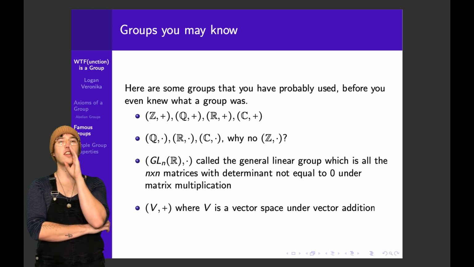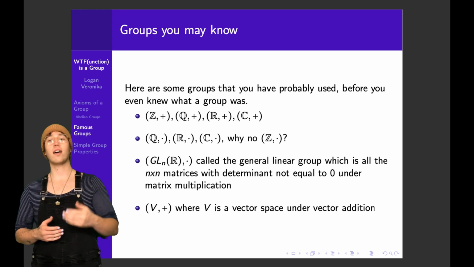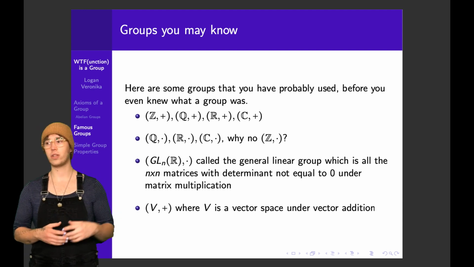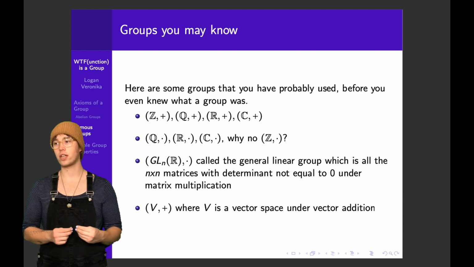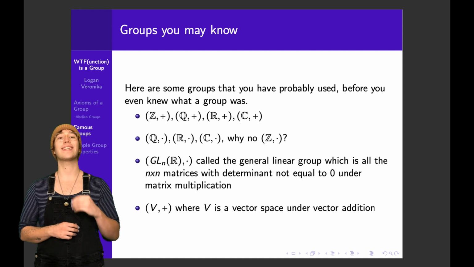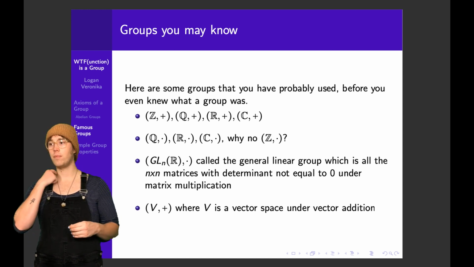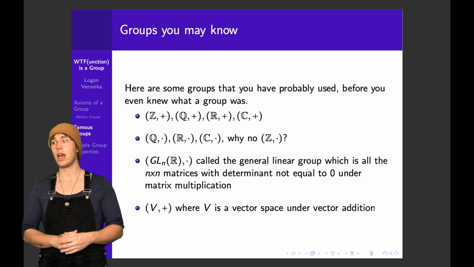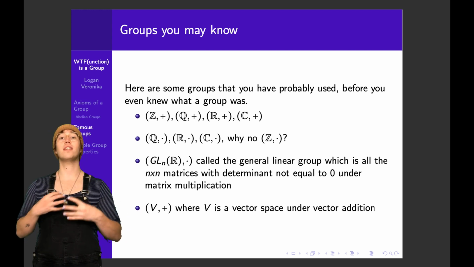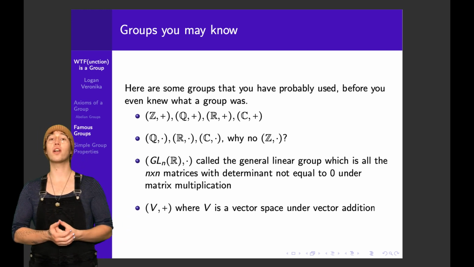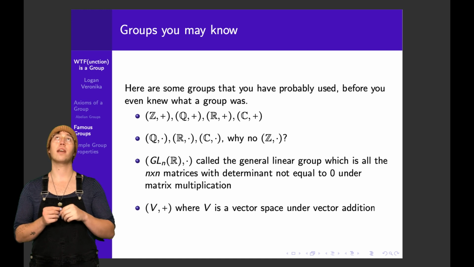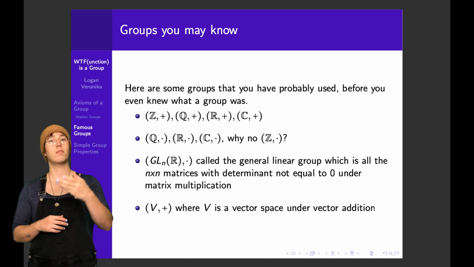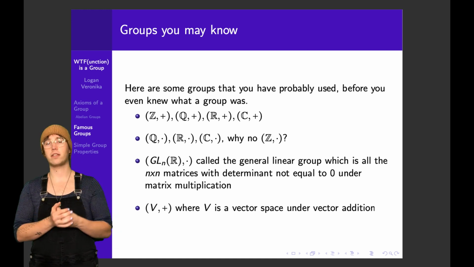Think about inverses. We also have the general linear group, which is all n by n matrices with determinant not equal to 0 under matrix multiplication, as well as V, where V is a vector space under vector addition. Or I should say, the group (V, +) is a vector space under vector addition.